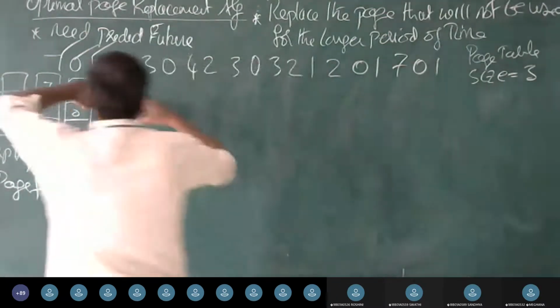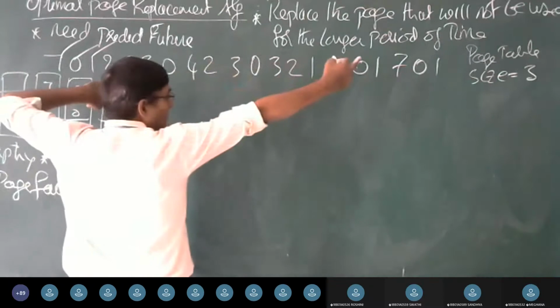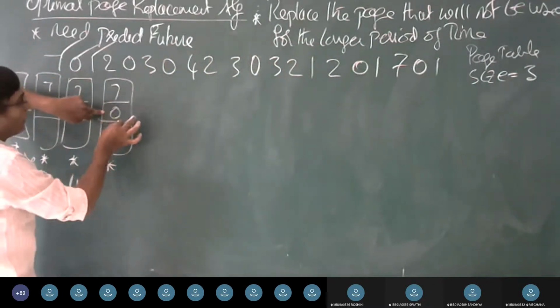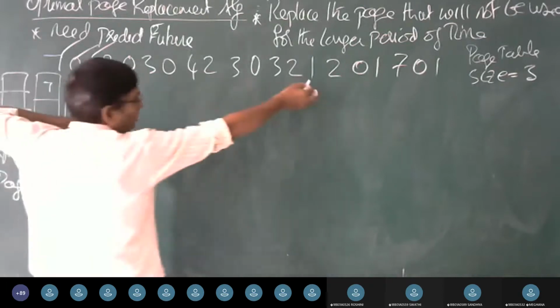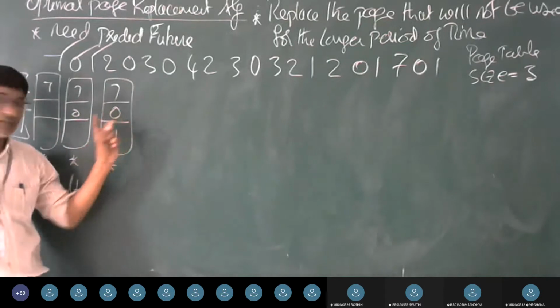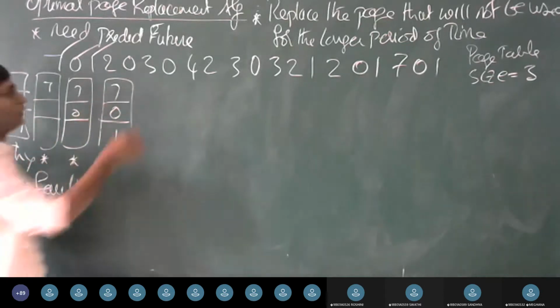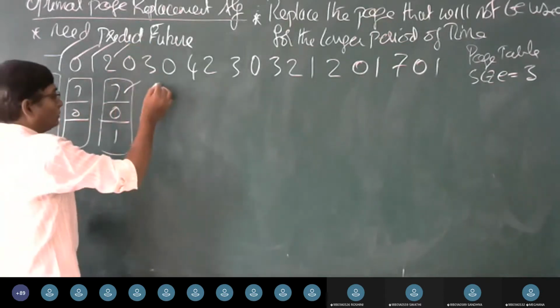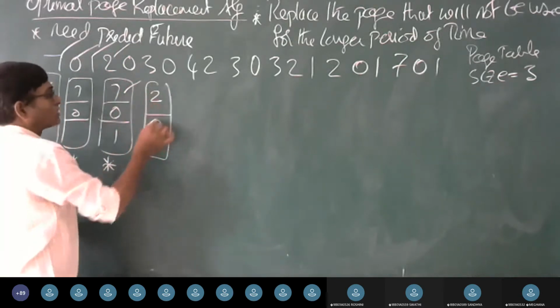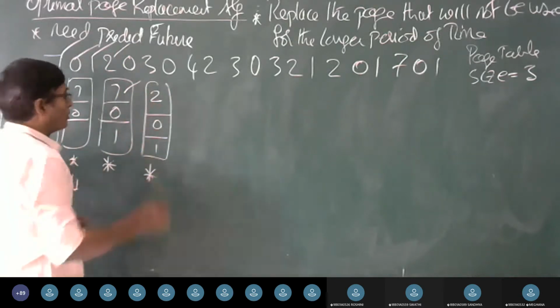7 is going to be used at the last third. 0 is going to have an immediate requirement after 2, so I can't replace it. 1 is going to be used before 7. So in this case, I will not replace 0 and 1. I am going to replace 7 with the value 2.